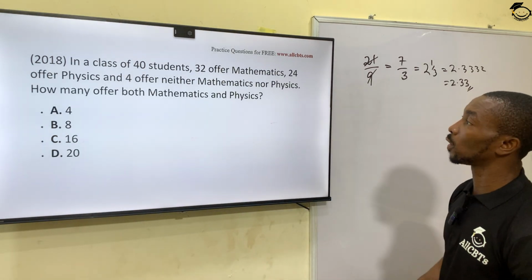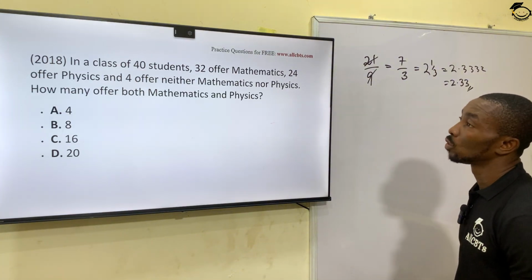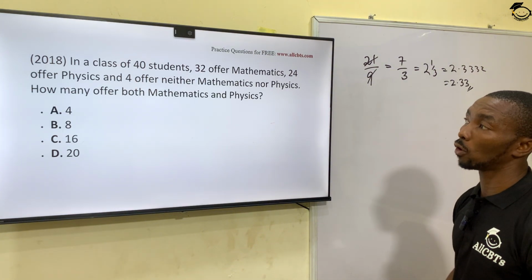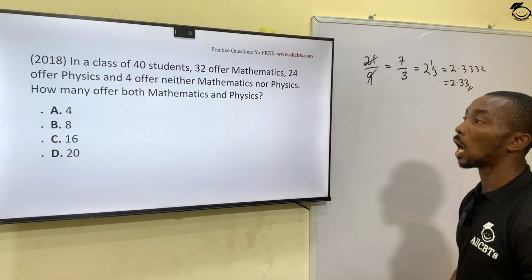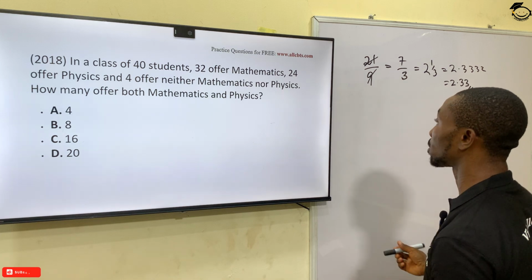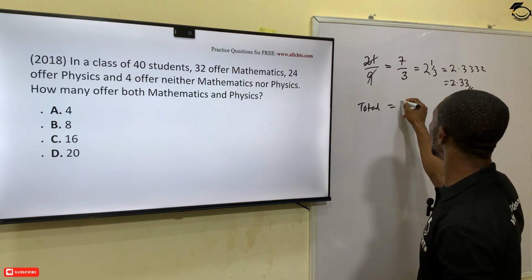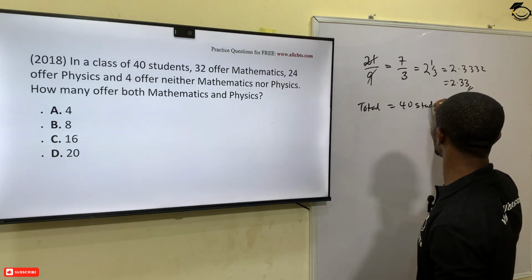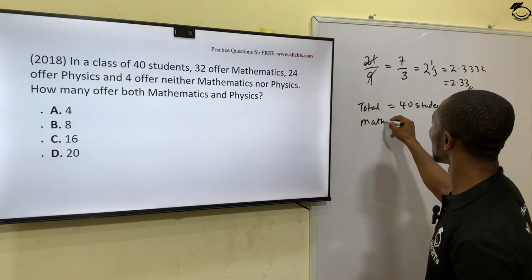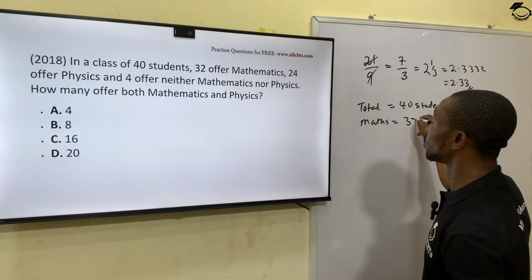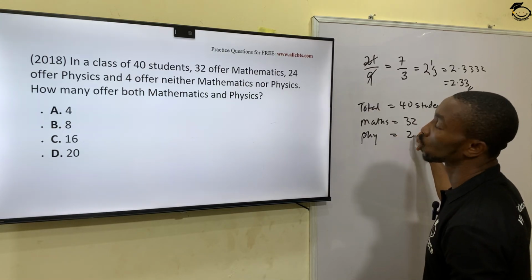In a class of 40 students, 32 offer mathematics, 24 offer physics, and 4 offer neither mathematics nor physics. How many offer both mathematics and physics? Now, the total number of students are 40 students, and for maths, we have 32, and for physics, we have 24.